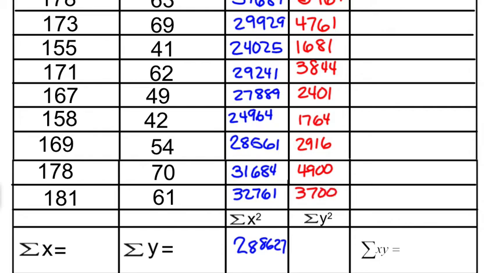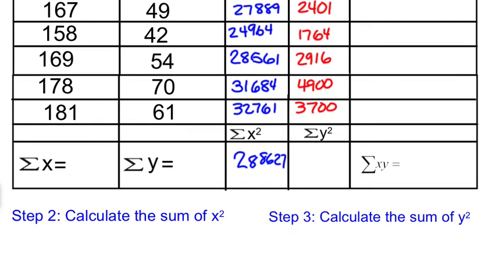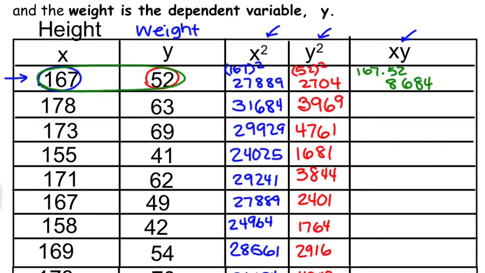Then we took our calculator and added up all those numbers in the red, and that is going to be the sum of your y squared, so 32,661. All right, last column here in the green. Now we're multiplying x times y.